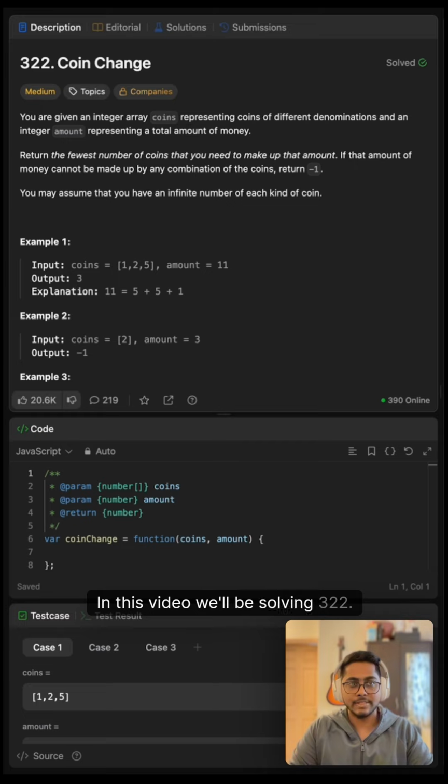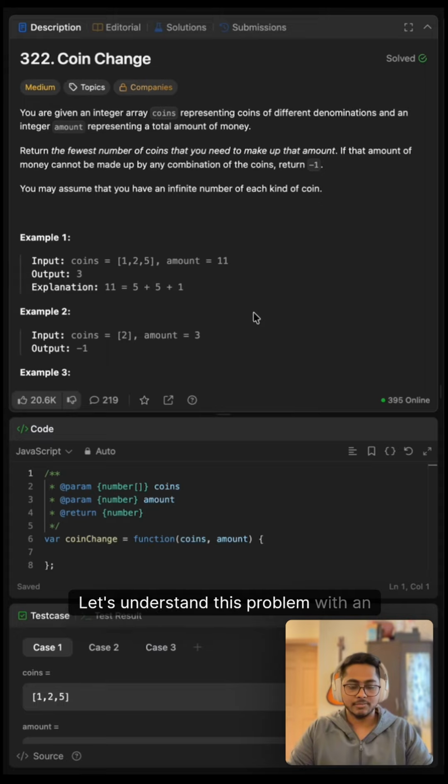In this video, we'll be solving 322 Coin Change. We are given an integer array coins representing different coins, and we are also given this integer amount representing the total amount of money. And we have to return the fewest number of coins we can use to make up this total amount of money. And if it is not possible, then we have to return -1. We can also assume that we have infinite number of each coin.